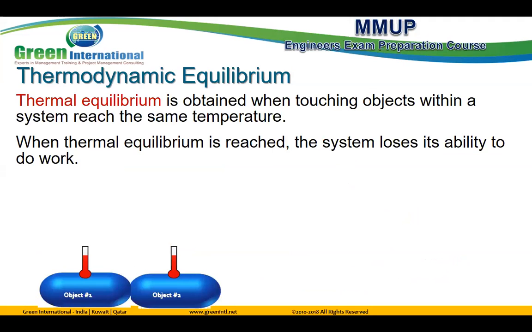Okay. What is thermal equilibrium? What is the meaning of thermal equilibrium? Thermal equilibrium is obtained when touching objects within a system reach the same temperature. We have two objects touching together, both going to be at the end at the same temperature. They transfer energy till both have the same temperature. So there is no temperature difference, there is no heat transfer. So now we can say this is in thermal equilibrium.